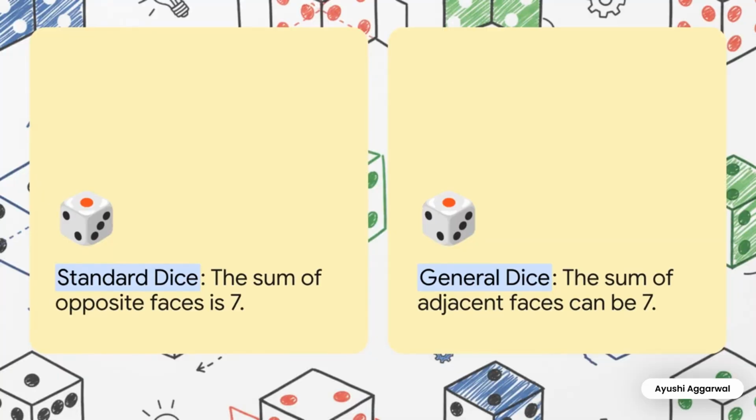So there are really just 2 types of dice you need to know about. First, the standard dice. On these, the opposite faces always add up to 7. So 1 is opposite 6, 2 is opposite 5, you get the idea. Then you have the general dice, where any 2 faces next to each other can add up to 7. Just keep that key difference in mind.